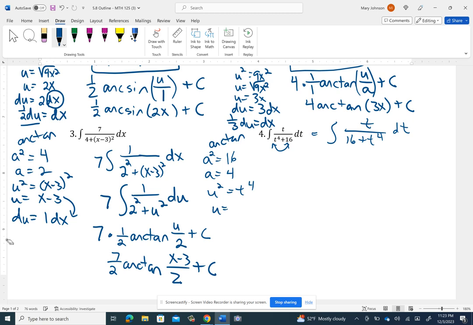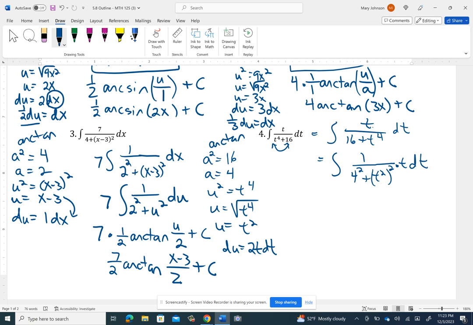We do square root. We show that. Okay, show that a little better. Okay, and then du would equal 2t dt. Okay. All right, now I'm going to do a little rewriting of this before I do the substituting. I want you to remember this is 1 over 4 squared plus (t squared) squared. And then I'm going to put the t along with the dt off to the side, just so you see it. So I'm trying to get u's into the mix. So it's 1 over 4 squared plus u squared.